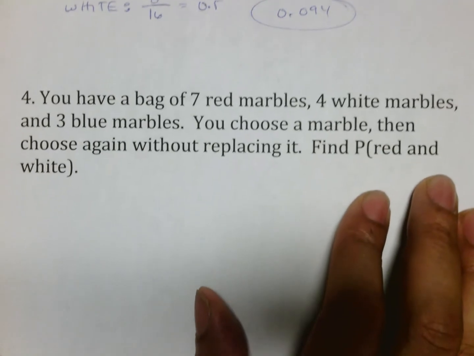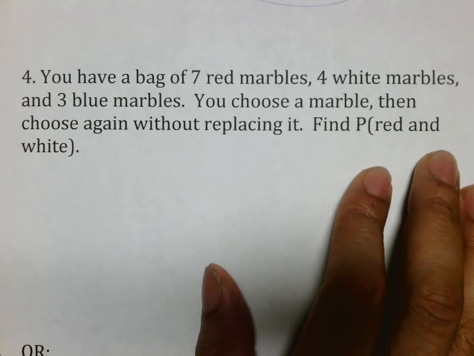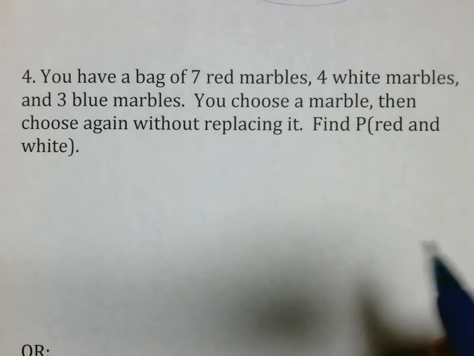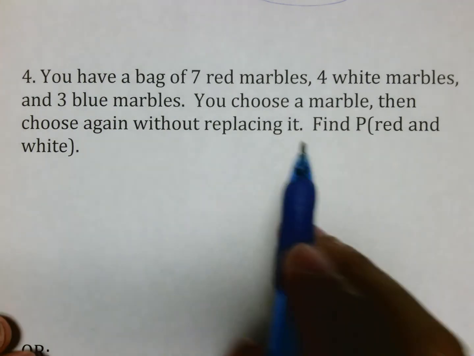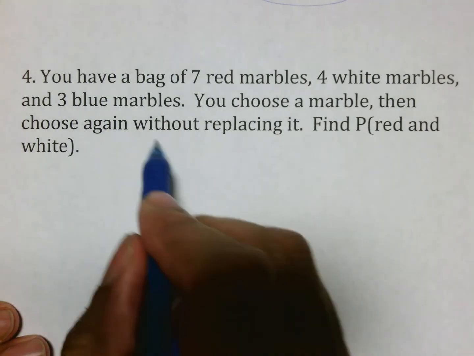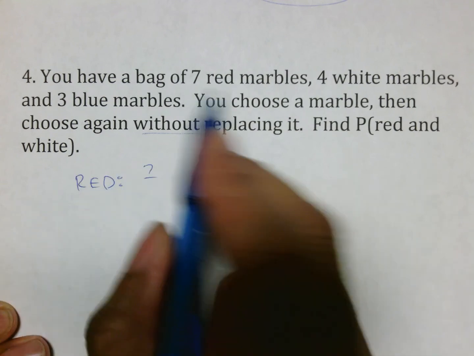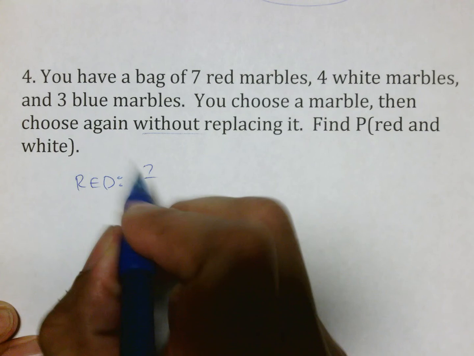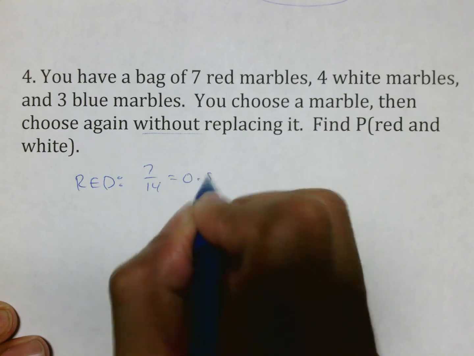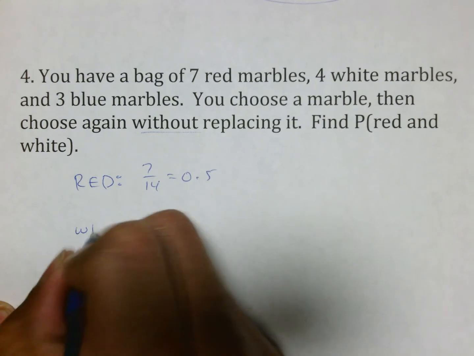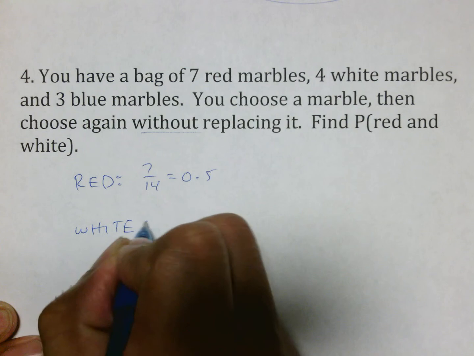You have a bag of 7 red marbles, 4 white marbles. Again, I just try and give you different perspectives on each of these things. Here you want a red and a white, but this one says you choose again without replacing it. So again, the probability of a red here is 7 out of 14, which in this case is 0.5. And again, you want a white marble to be chosen.